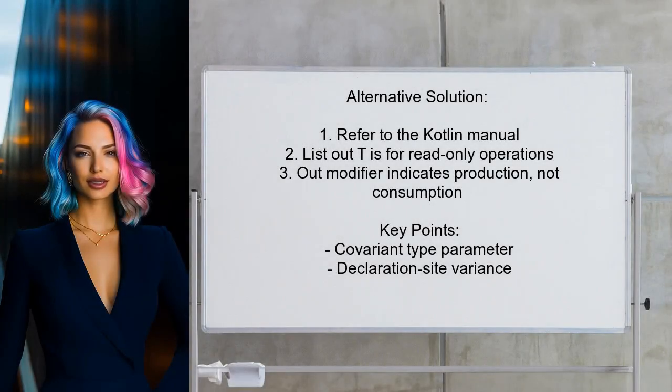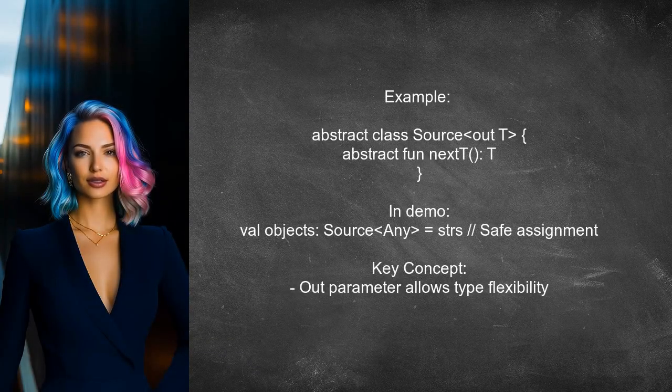One user suggests checking the Kotlin manual for a detailed explanation of the out keyword. They explain that List<out T> is an interface for read-only operations, similar to Java's collection. The out modifier indicates that a type parameter can only be produced, not consumed, making it covariant. They also provide an example with an abstract class Source<out T>, showing how the out modifier allows safe type assignment. This means that a Source of a base type can be assigned to a Source of a derived type.